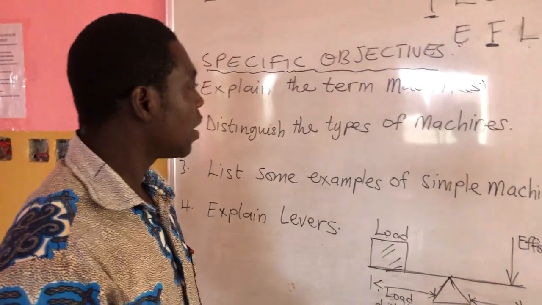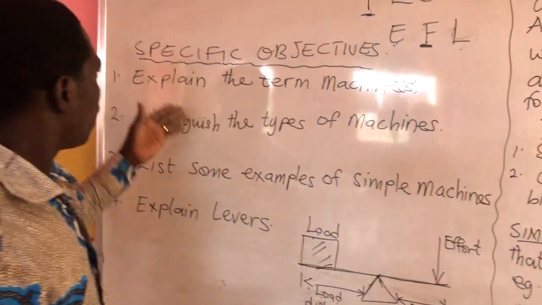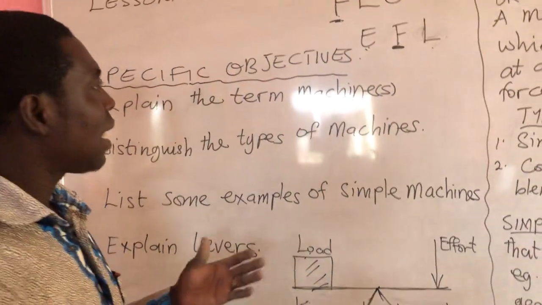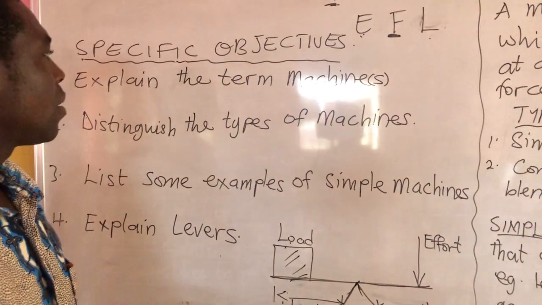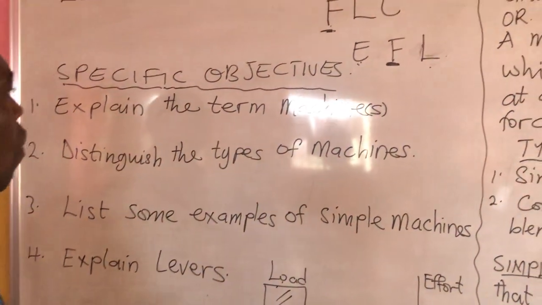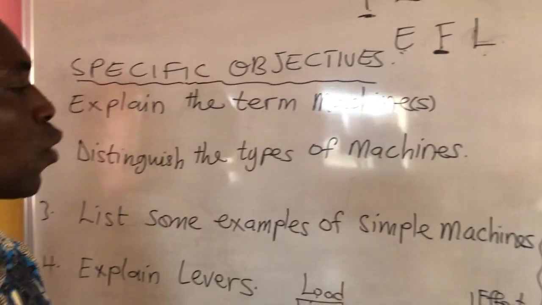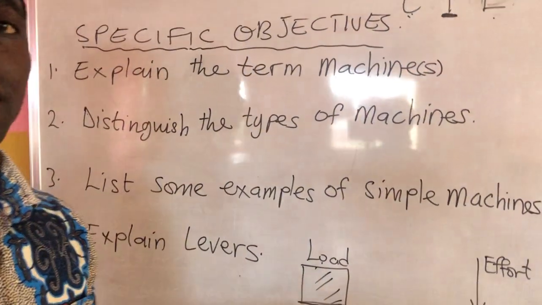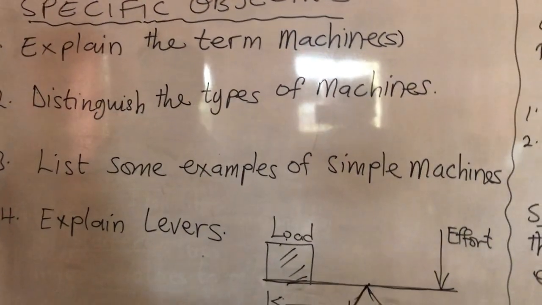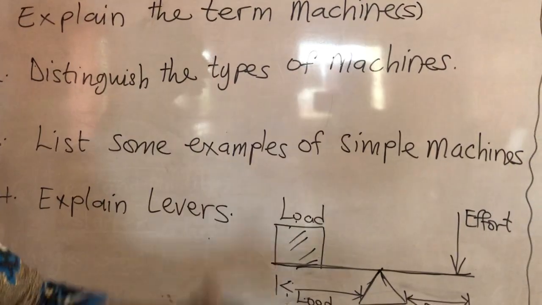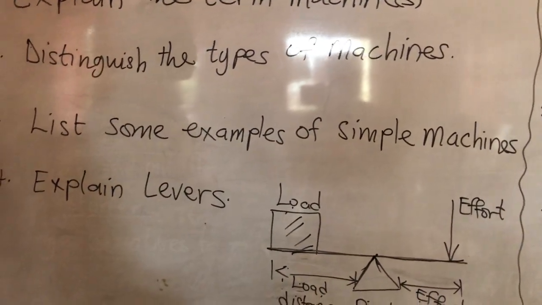So in conclusion, we've been able to understand the term machines. Also, we've been able to distinguish between simple machines and compound machines. And also, we've seen some examples of simple machines.